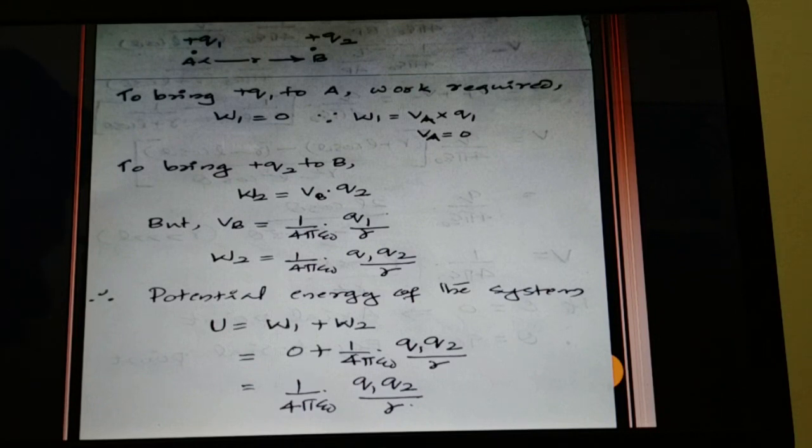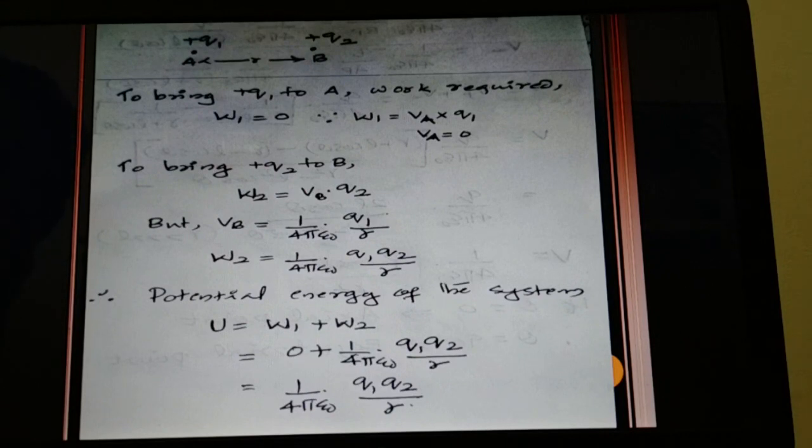That we have already explained. Okay, now you are bringing the second charge plus Q2 to the point B, which is at a distance R from A. Remember, now plus Q1 charge is present there at the point A.